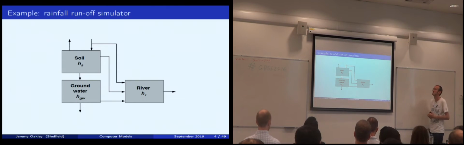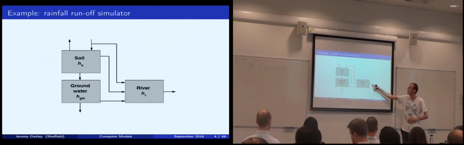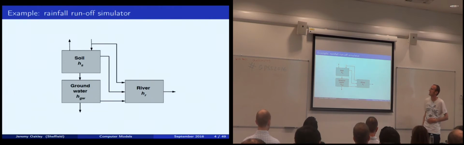Then your computer solves those differential equations numerically and produces outputs such as the rate at which water's flowing out of the river or something like that, given different input values. Okay.